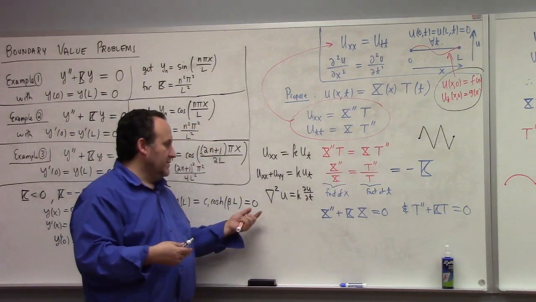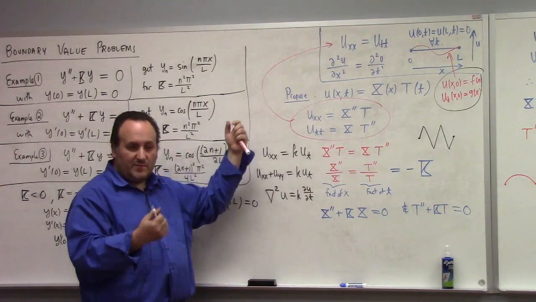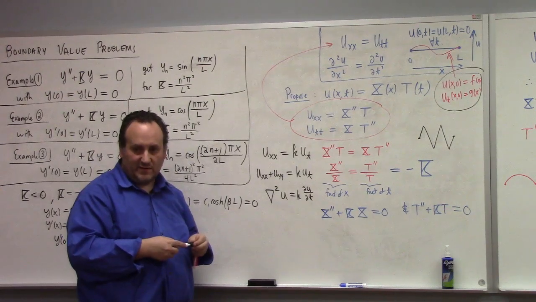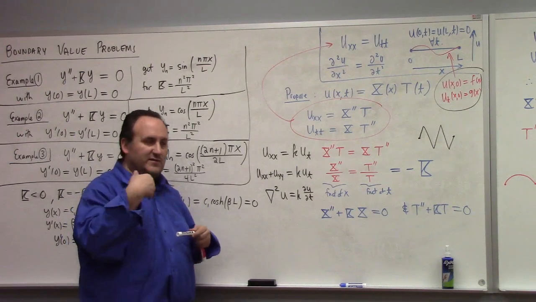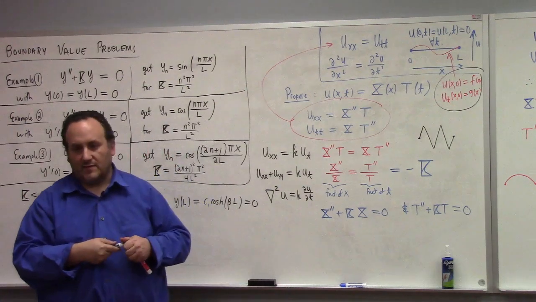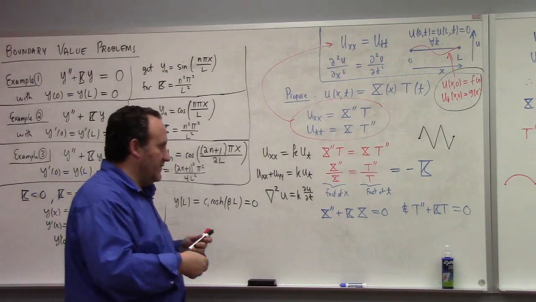And the way to do that is to propose a product solution. You plug it in there, and then you find yourself finding Fourier expansions of the initial temperature distribution to model the flow of heat and so forth. But anyway, we'll do one of those maybe in one of the future classes that we have.